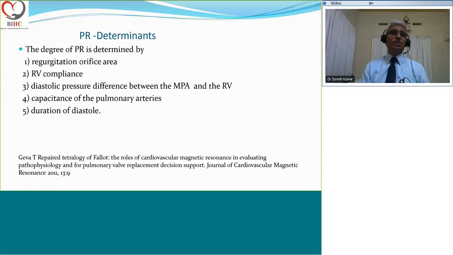The determinants of pulmonary regurgitation, we would explain this with the Torricelli equation in the next slide too, are the regurgitant orifice area, the compliance of the right ventricle, the pressure difference in diastole between the pulmonary artery and the right ventricle, the capacitance of the pulmonary arteries, and the duration of diastole, in other words, the heart rate.